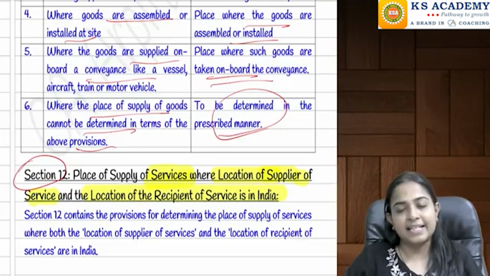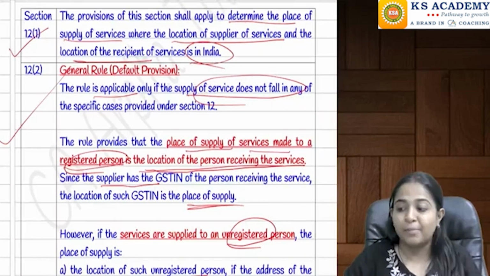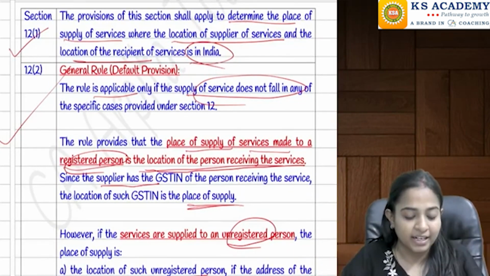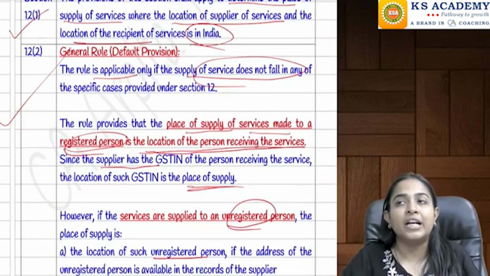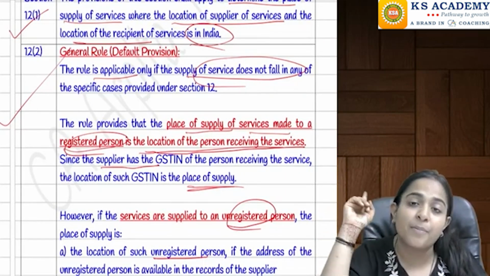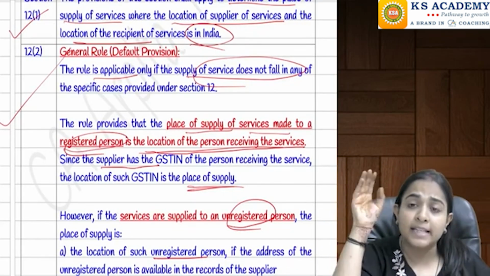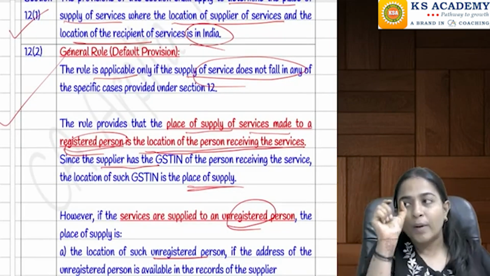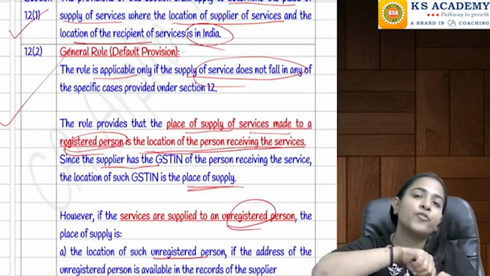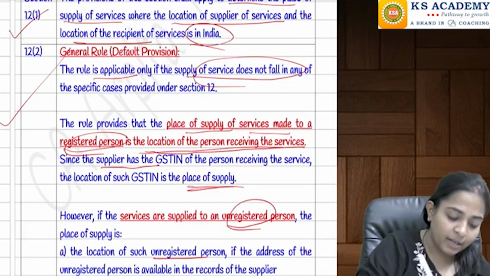Now in this case, section number 12(1) says the same thing, that this section is going to be applicable for determination of place of supply where both the location of supplier and the location of recipient are situated here in India. In this, we are going to study some specific provisions also, some specific types of services, which are going to start from section number 12(3) and go to section number 12(14). 12(3) to 12(14) specific services are covered. If you are not falling under any of those specific services, then the place of supply will be determined as per section number 12(2).